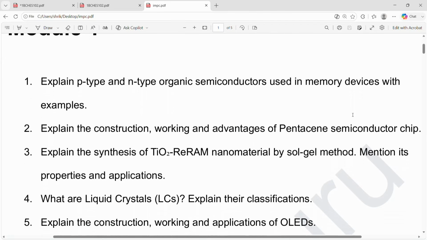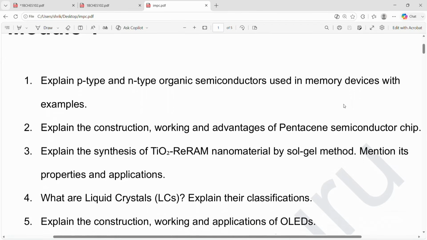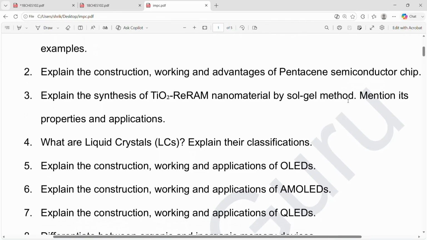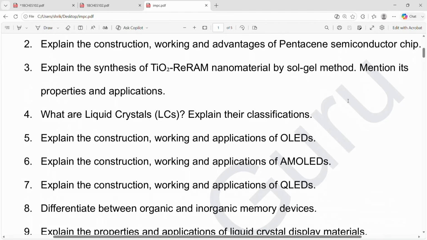What are liquid crystals? Explain their classifications. Explain the construction, working and applications of OLEDs. Explain the construction, working and applications of AMOLEDs. Explain the construction, working and applications of QLEDs.